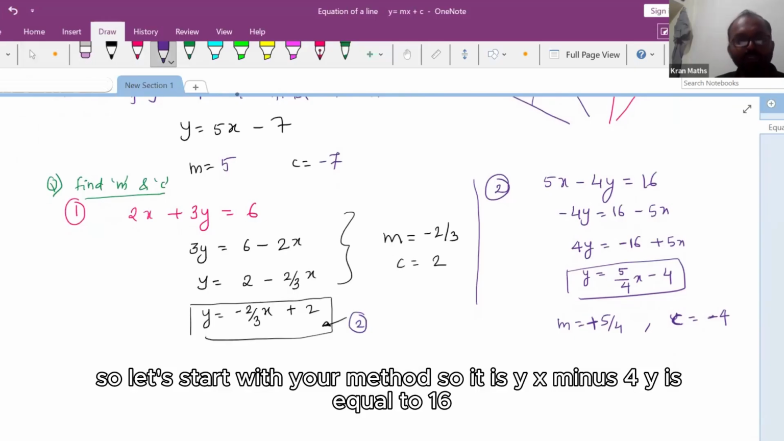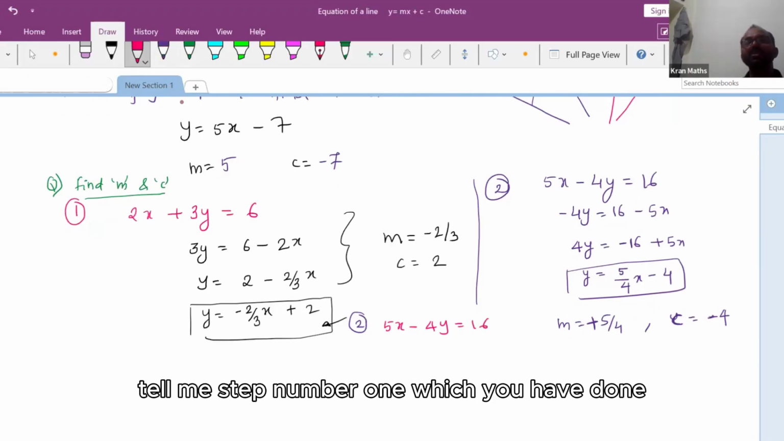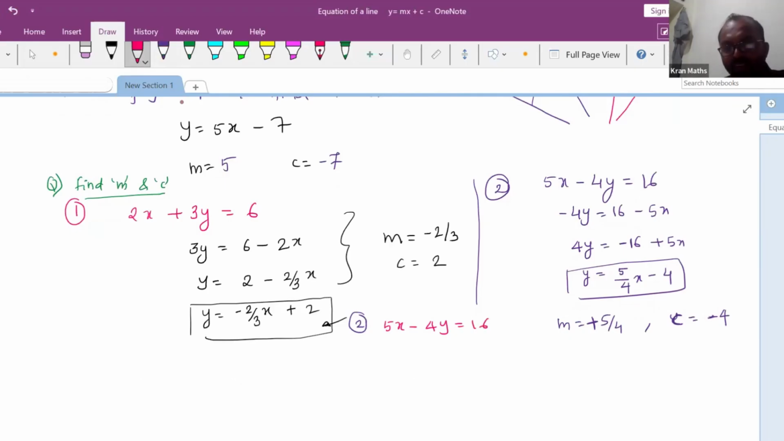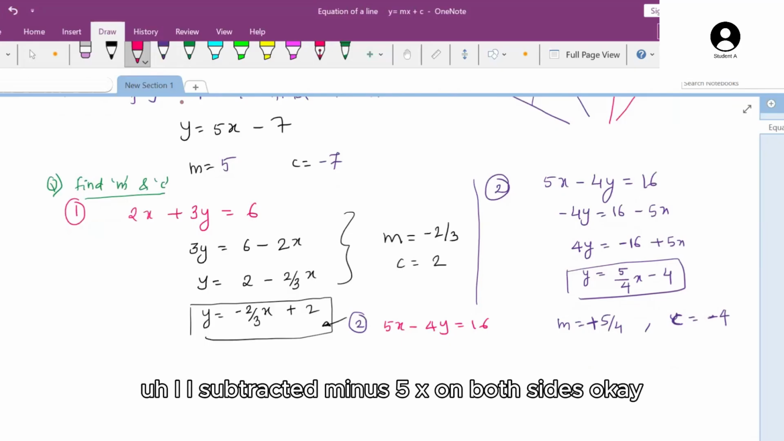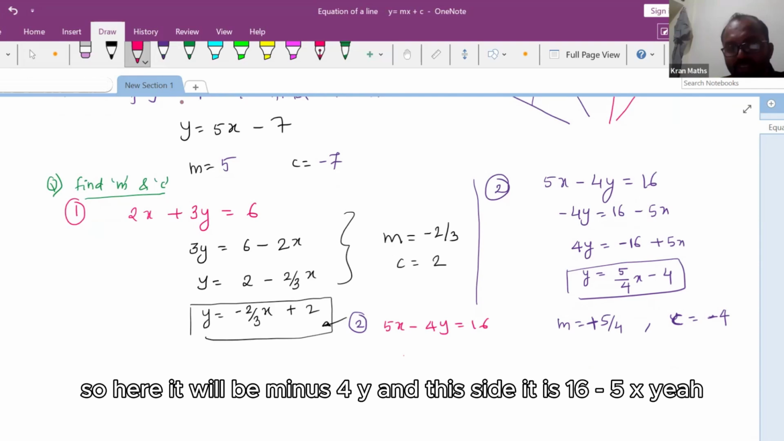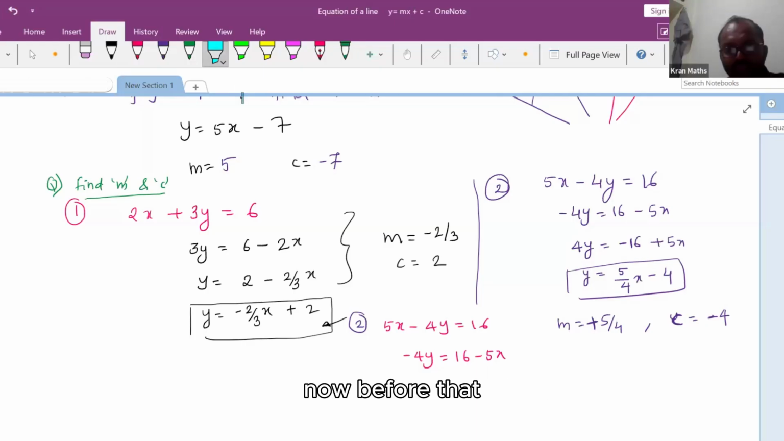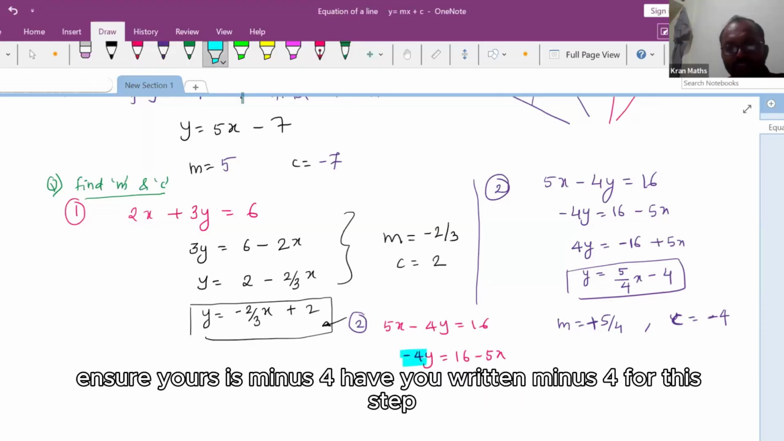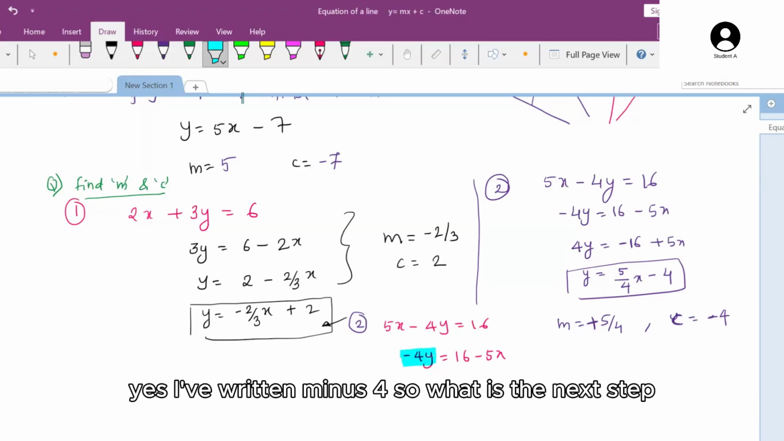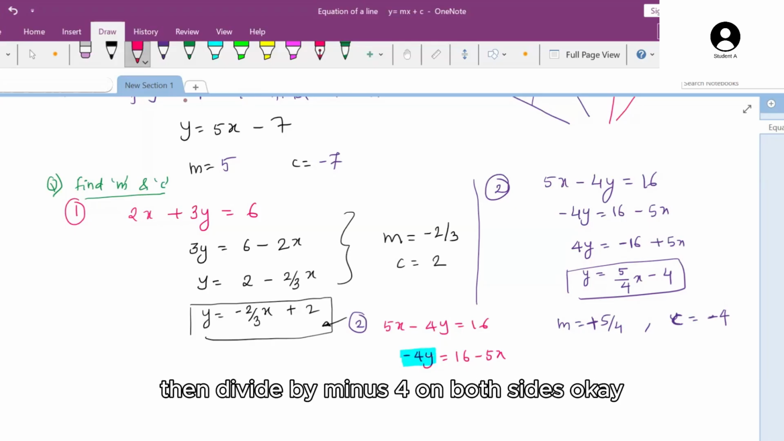So let's start with your method. So it is 5x minus 4y is equal to 16. Tell me step number 1, which you have done. I subtracted 5x on both sides. Okay, so here it will be minus 4y and this side it is 16 minus 5x. Now before that, ensure here is minus 4. Have you written minus 4 for this step? Yes, I've written minus 4. So what is the next step? Then divide by minus 4 on both sides.